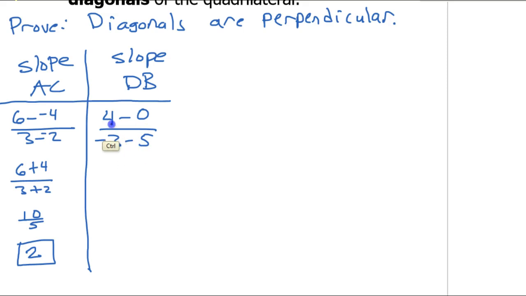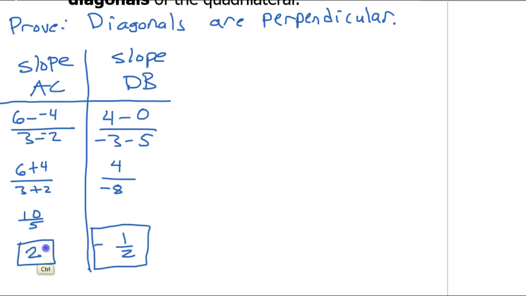So that's 4 minus 0 over -3 minus 5. Okay, so that's going to be 4 minus 0 is just 4, and -3 minus 5 is -8. And this reduces down to -1/2. So this is the slope of DB.